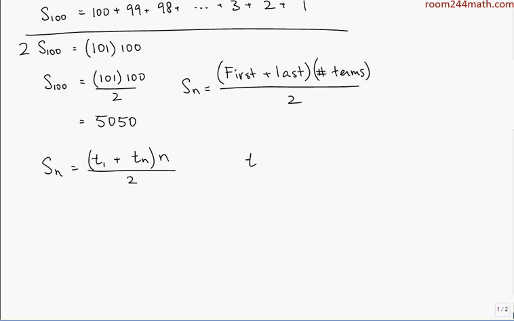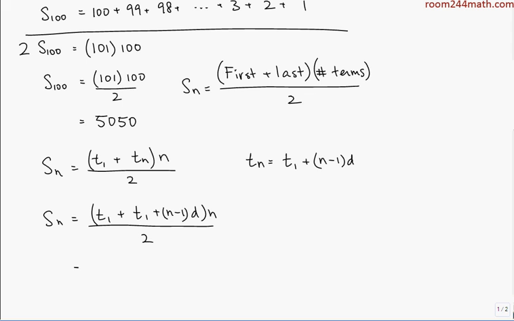Now, there's another variation of this, which I don't particularly like. I don't think it's all that useful, but you will see it, and just so you don't get confused when you see it, we know from the last section that we can write Tn as T1 plus n minus 1 times the common difference d. So in the formula on the left, we can replace Tn with that T1 plus n minus 1 times d. And so we get T1 plus another T1 plus n minus 1 times d, all times n, all over 2. And then you'll typically see the two T1s combined. And this is the way that formula is written.